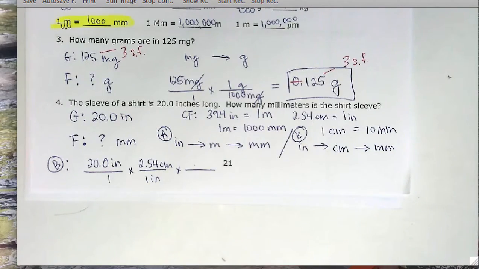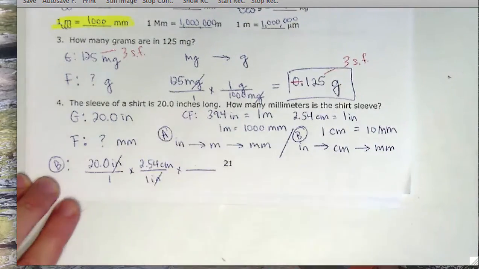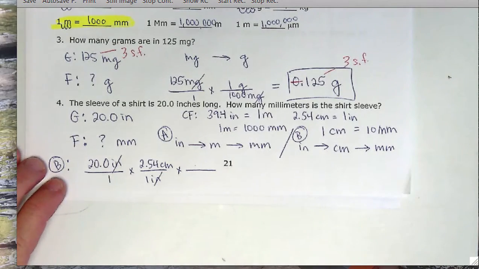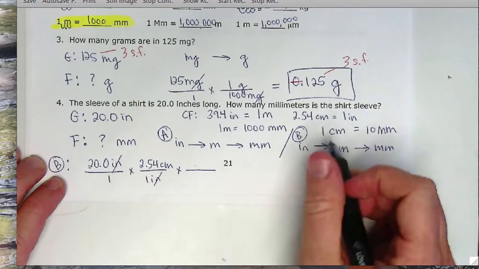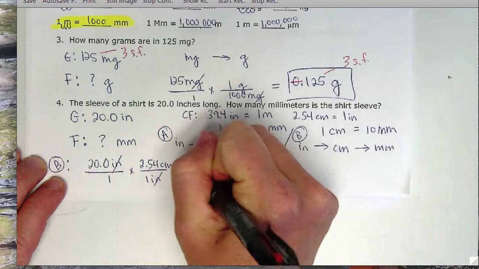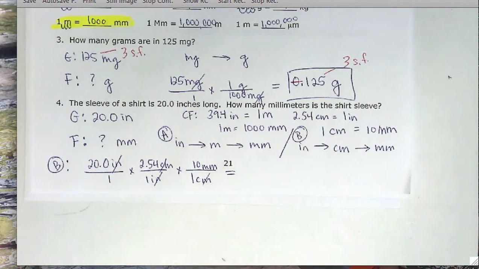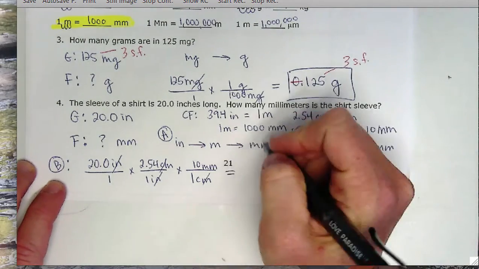Now if we stop here, we're in centimeters. And then we need to cancel the centimeters and convert them to millimeters. So 1 centimeter is 10 millimeters. So now we're in millimeters. In your calculator, you're just going to multiply across: 20 times 2.54 times 10. And what do you get? 508.